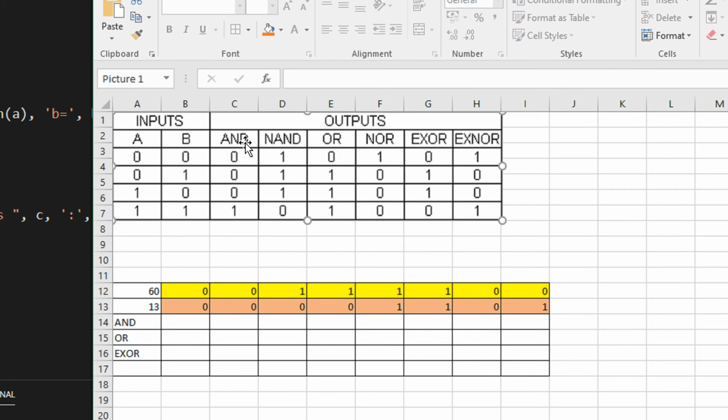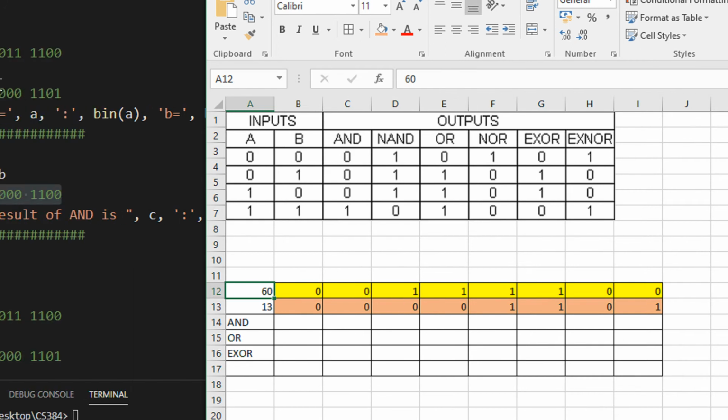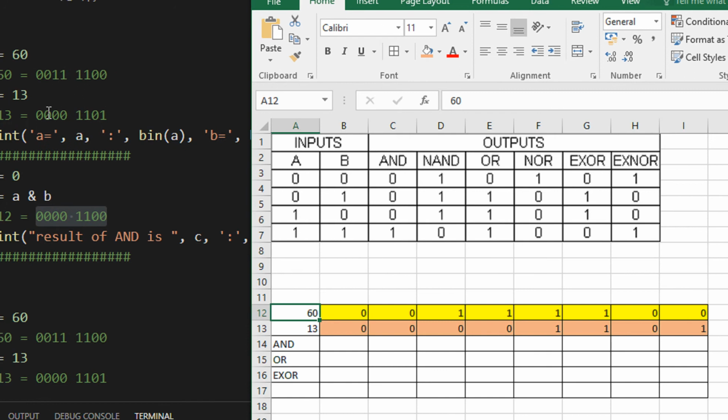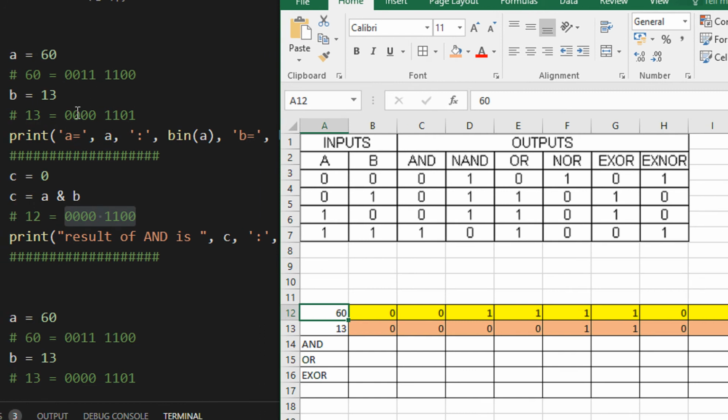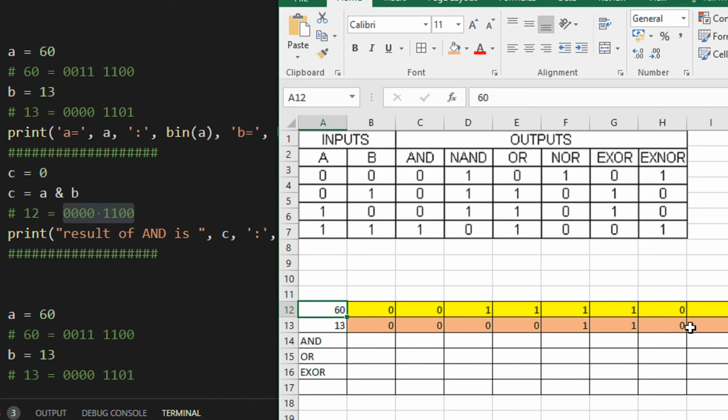If you see the AND logic, we have 0 0 as 0, 0 1 as 0, 1 0 as 0 and 1 1 as 1. So in AND you can have a simple rule to remember: if any of the bits is 0, the output is 0, else it is 1. The binary of 60 is 0 0 1 1 1 1 0 0. We usually write it in an 8-bit format. Similarly for 13 I have written the binary value.